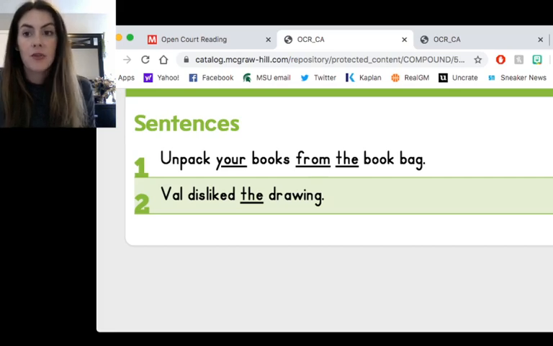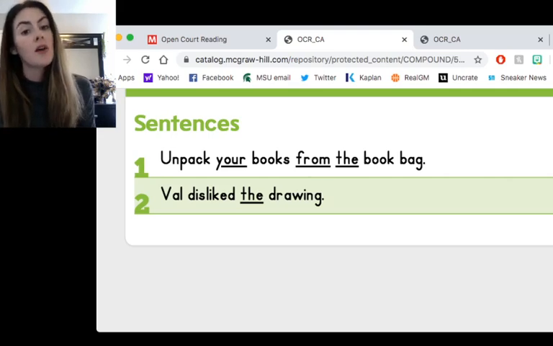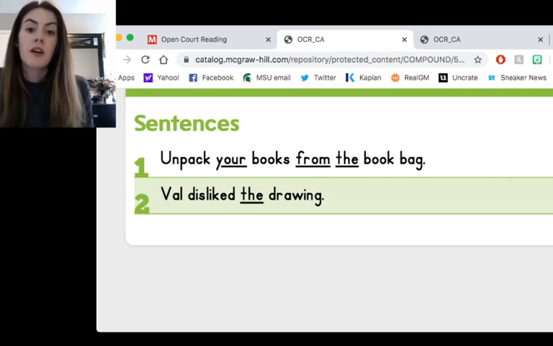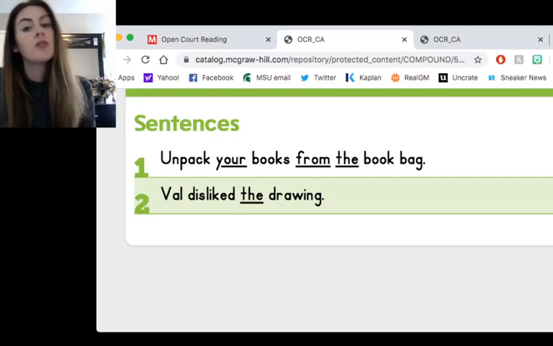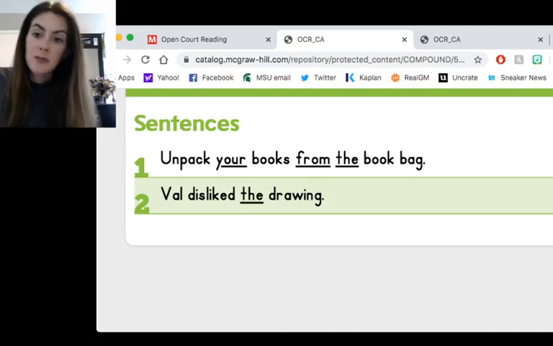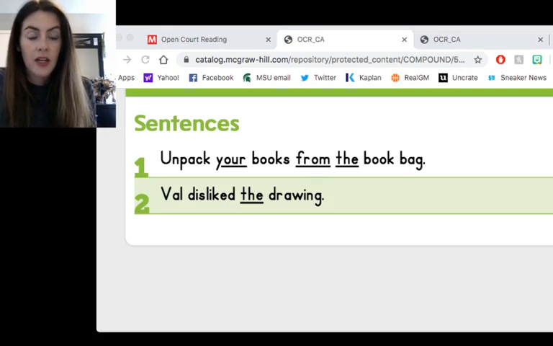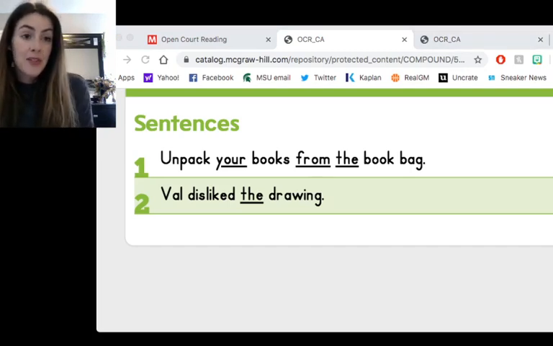Unpack is your first word in sentence one. Unpack your. Unpack your books from the... Good. Let's start again. Unpack your books from the book bag. You have your capital, you have your period, you have your finger spaces. Very good. Awesome. Go ahead and read that sentence a couple times to yourself.